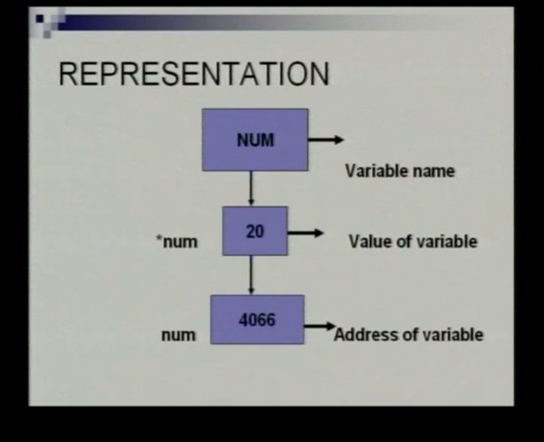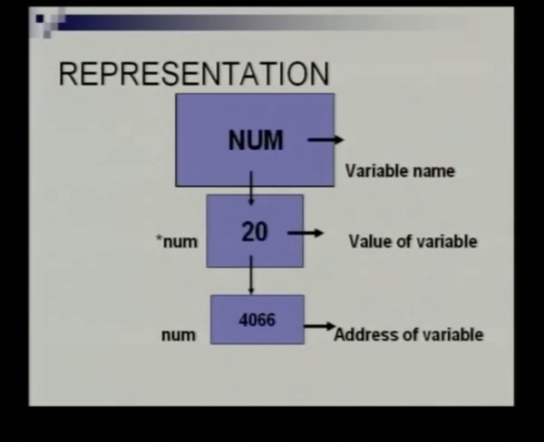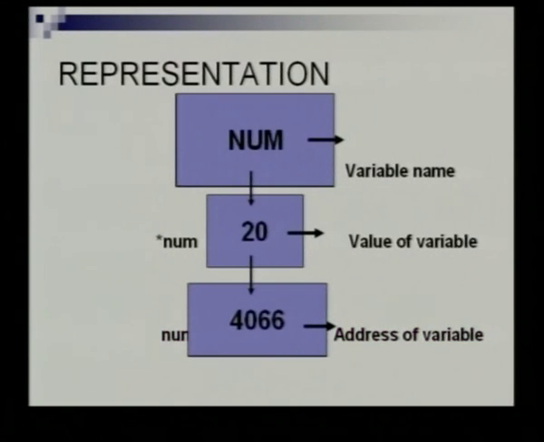Now, this is how a pointer variable is represented in memory. Say this num is a pointer variable of type integer. So, this num is the variable name. When you mention this star num, or indirection num, or pointer num, it refers to the value, and when you simply say the word num, it refers to the address. So, here this num is holding the address 4066 and the value that is stored at that memory location is 20. That is what is indicated by this variable name and by pointer variable name.